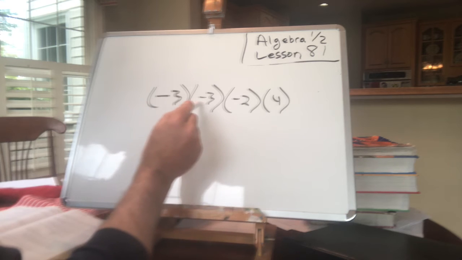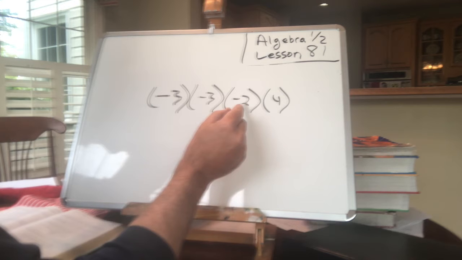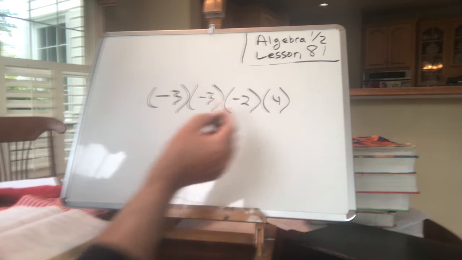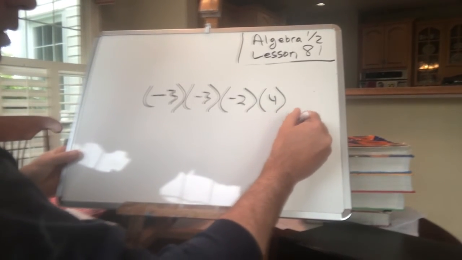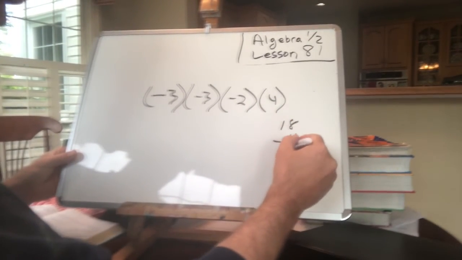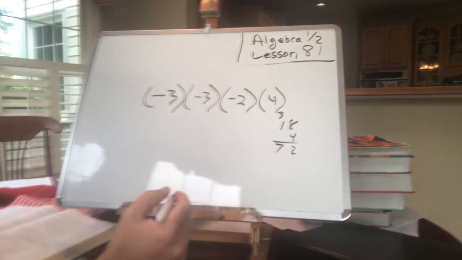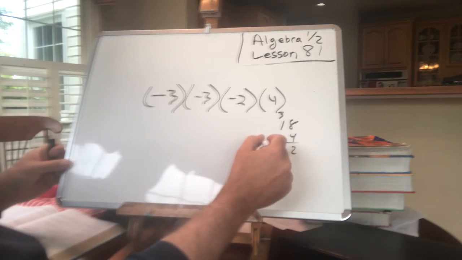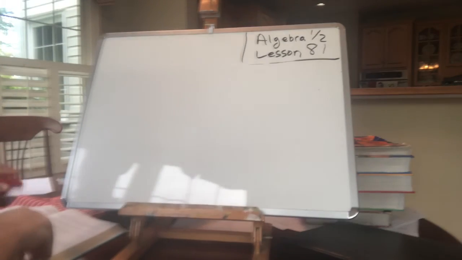3 times 3 is 9. 9 times 2 is 18. 18 times 4 is, I don't know, is 72. And since I have 3 negative signs, my answer is going to be -72. Okay? Now, getting to the last example of this problem, which is not difficult.